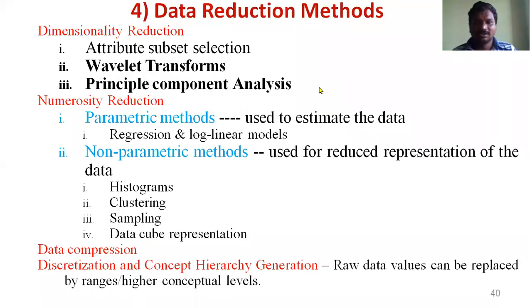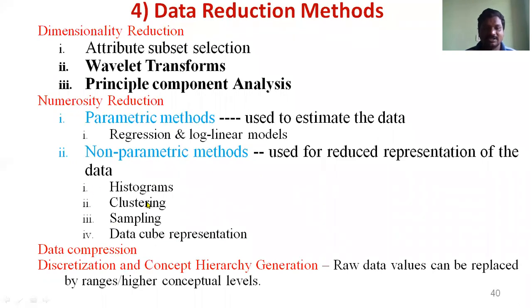Good morning. In this video, we are looking into non-parametric methods in numerosity reduction. The non-parametric methods are used for reducing the representation of data. Dimensionality reduction methods are applicable for removing some of the attributes in a table or data set, whereas numerosity reduction methods are used for reducing the representation of data.